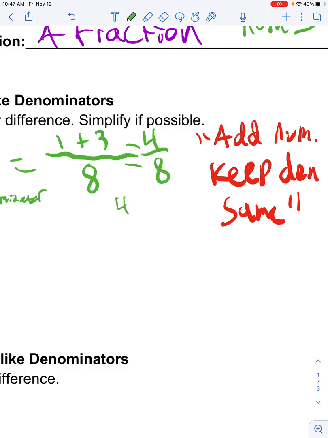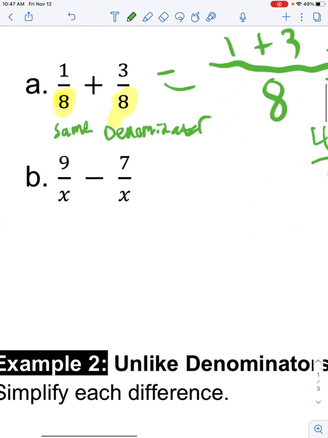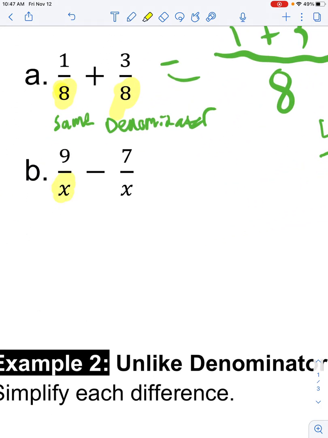We all know that 1 plus 3 is 4. So we have 4 over 8, but we can simplify 4 over 8 because they both have factors of 4. So we get 1/2. Our final answer would be 1/2.